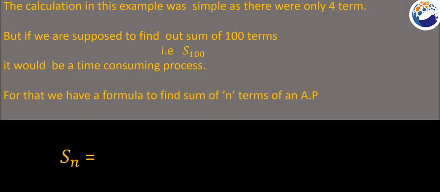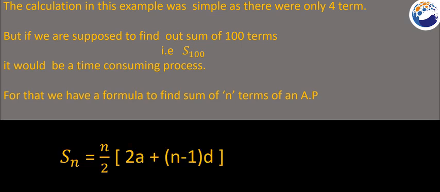It is given by Sn is equal to n upon 2 into (2a plus (n minus 1) d), where n is equal to the number of terms, a is equal to the first term, d is equal to the common difference.